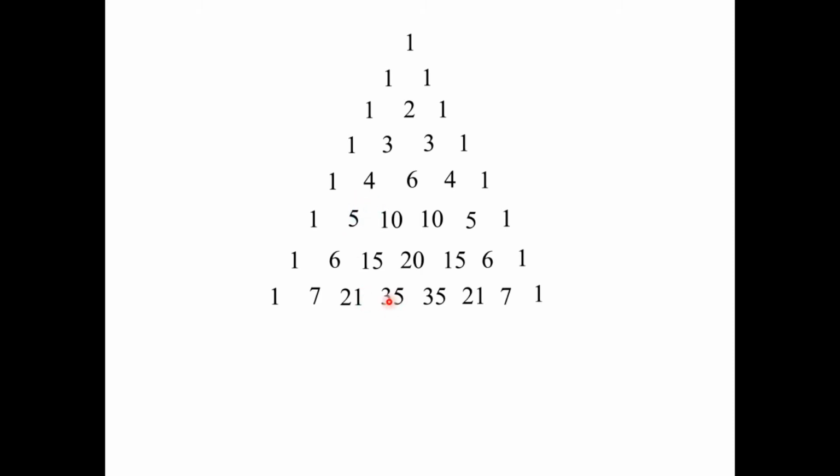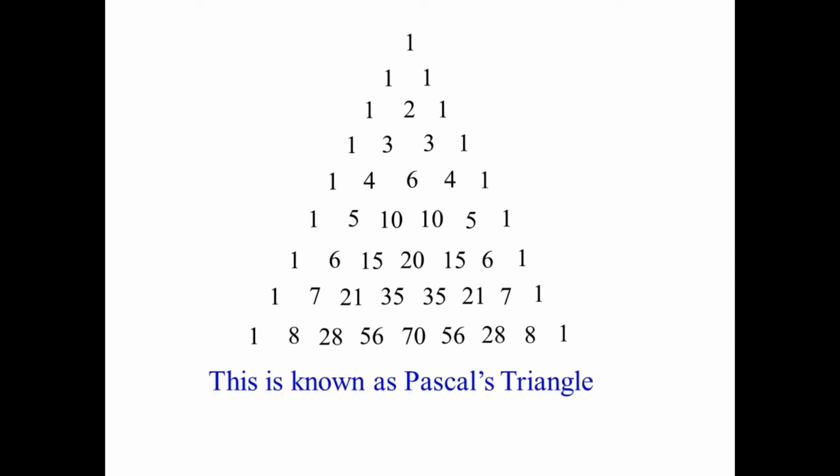Notice, here we go again. 35 is 15 plus 20. 21 is 15 plus 6. 7 is 6 plus 1. This is where the numbers come from. It's known as Pascal's triangle.